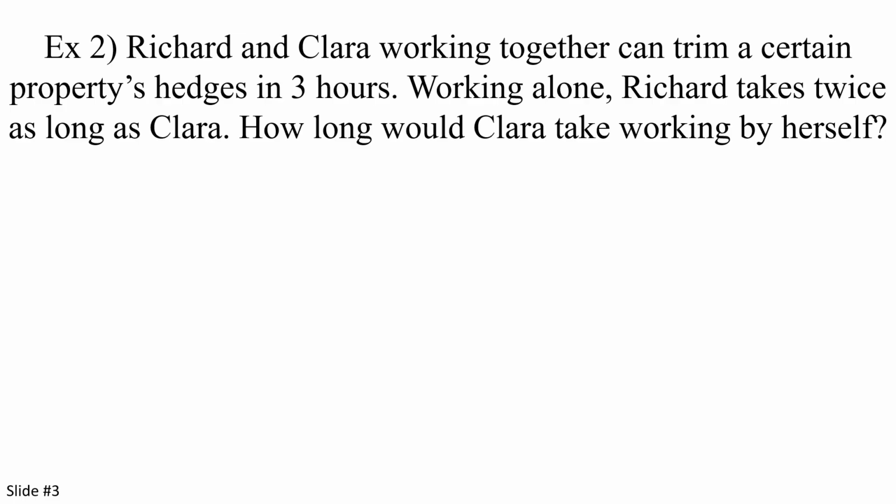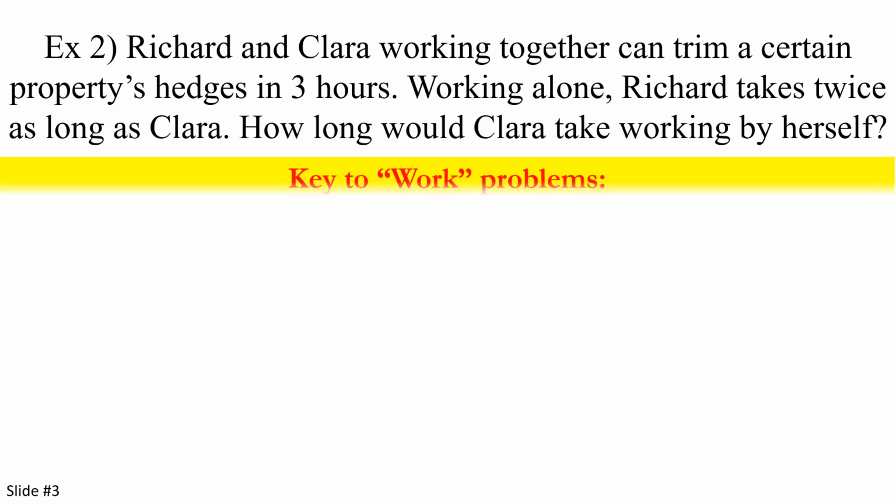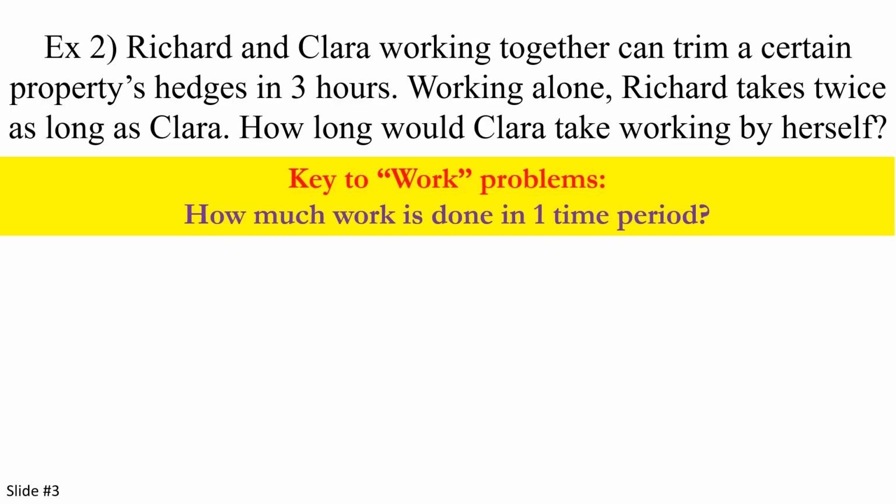Example 2. Richard and Clara working together can trim a certain property's hedges in 3 hours. So together, 3 hours. Working alone, Richard takes twice as long as Clara. That's Clara. Richard's not as proficient at this. So how long would it take Clara by herself if she didn't have the slow Richard's help? Again, how much work is done in a single time period? 3 hours together.